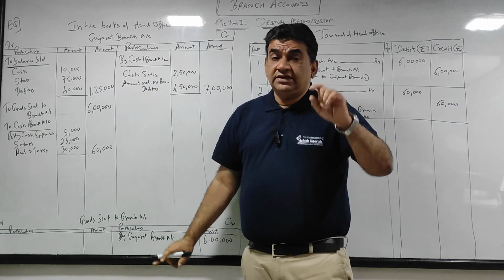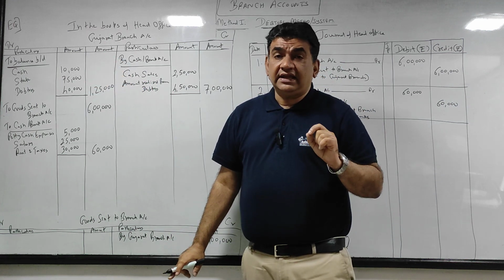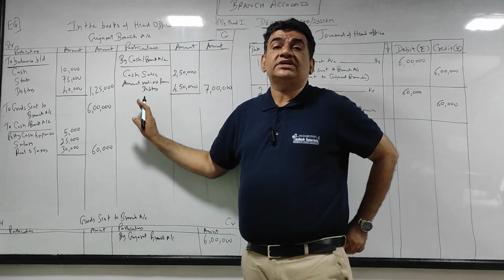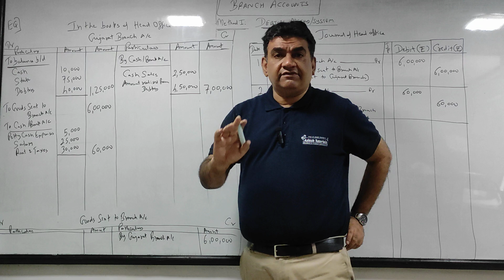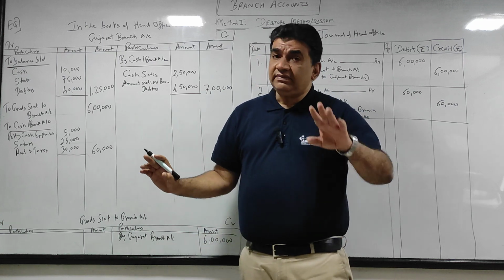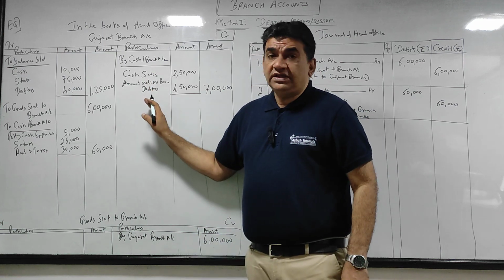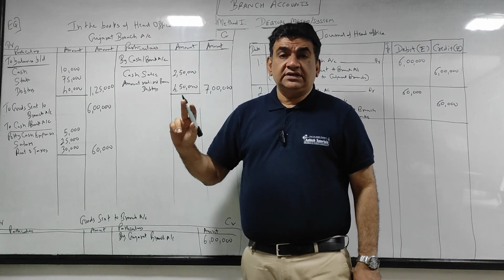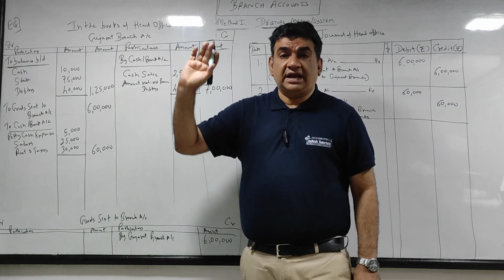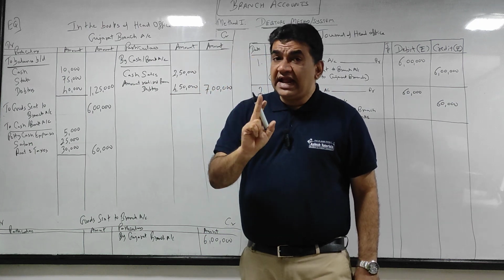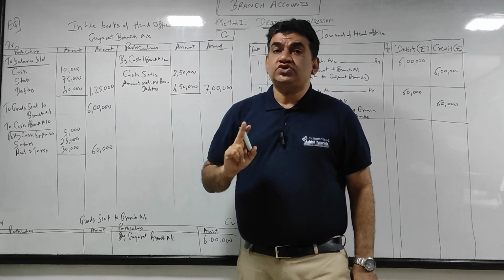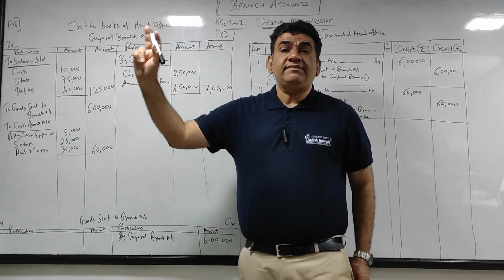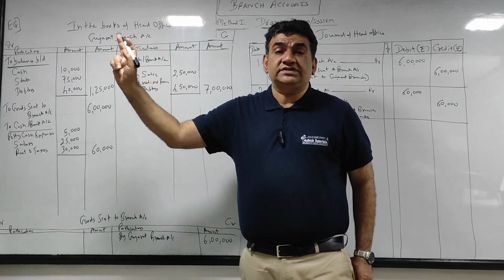Dependent branch है. So जो भी पैसा आता है, that branch at the end of the year has to send to head office. Now listen very carefully. यहाँ पे तो direct दिया है. Sometimes they will not give you this. They will just say cash sales made at branch, amount received from debtors at branch. In that case, remittance has to be there. End of the year, branch has to remit cash to head office.